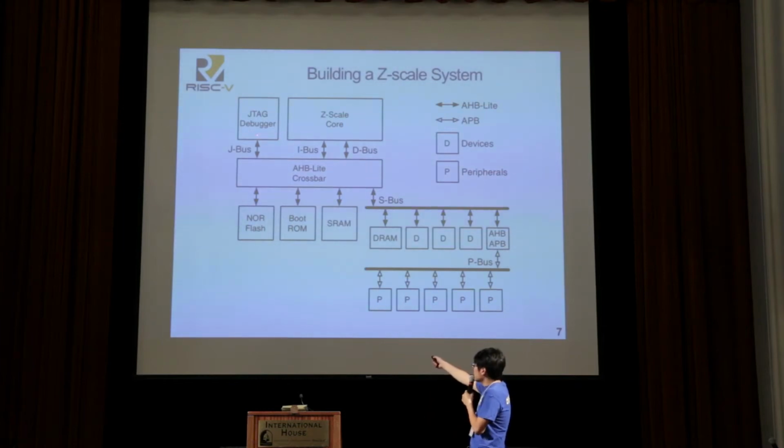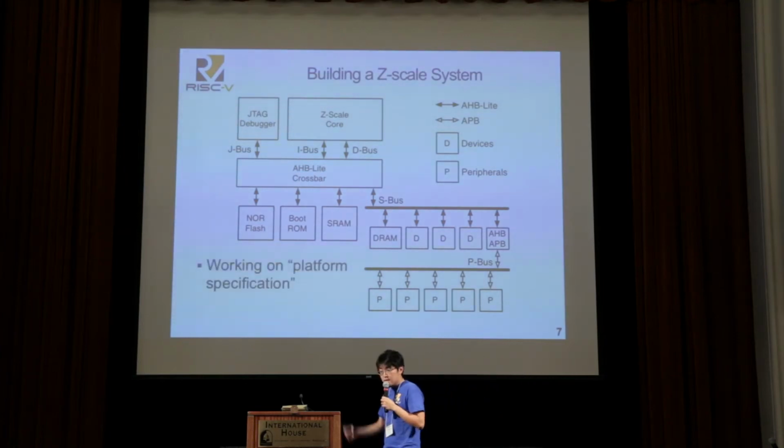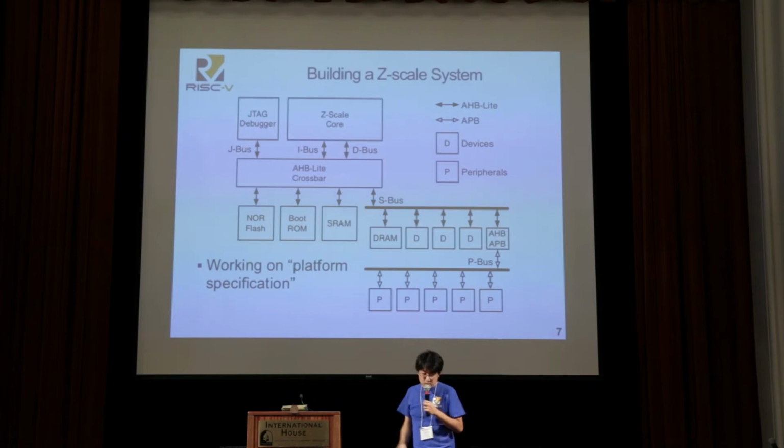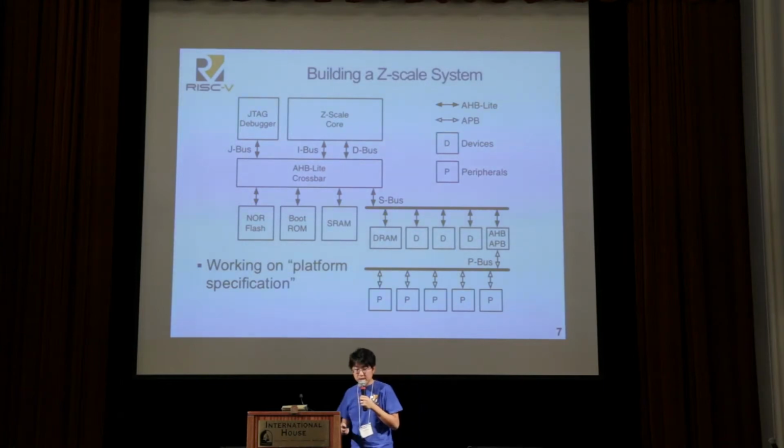And this time, we actually implemented a JTAG debugger. It also talks an AHB Lite interface over here, so it plugs into the AHB Lite crossbar as a master, so it can insert arbitrary loads and stores to your memory map, and there will be connections between the JTAG debugger and the Zscale core so that you can stop the core or put breakpoints and interrogate the internal state, things like that. You'll notice that you can now build a self-hosted system out of it, so we're actually going to be working on the platform spec to standardize the system as well.